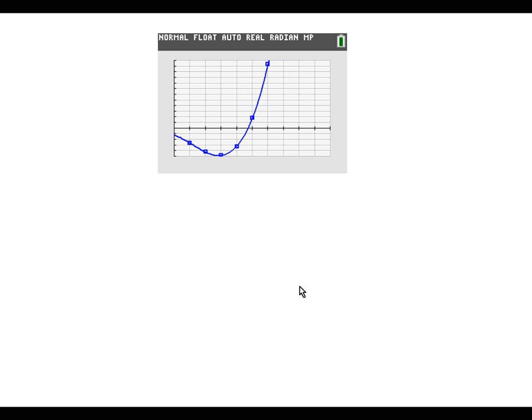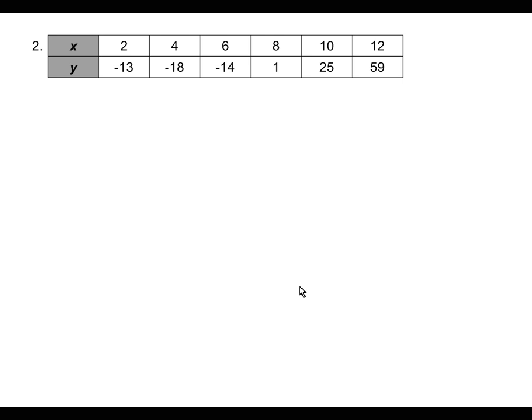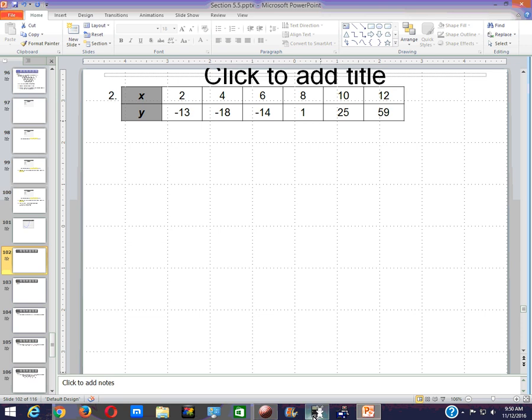And in case that one wasn't enough fun for you, I got a second one. So here are my x's: 2, 4, 6, 8, 10, 12. Notice they are uniform. My y's: negative 13, negative 18, negative 14, 1, 25, 59. So while you guys write that down, let me get my calculator set up again.